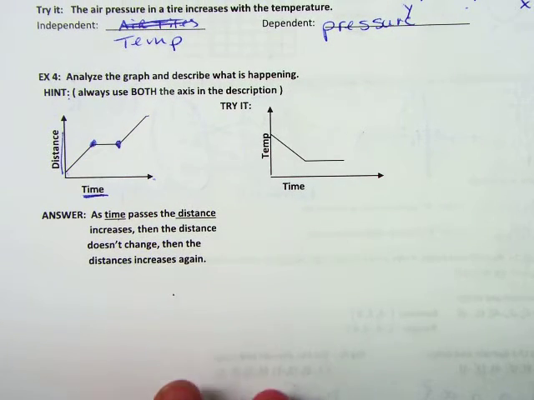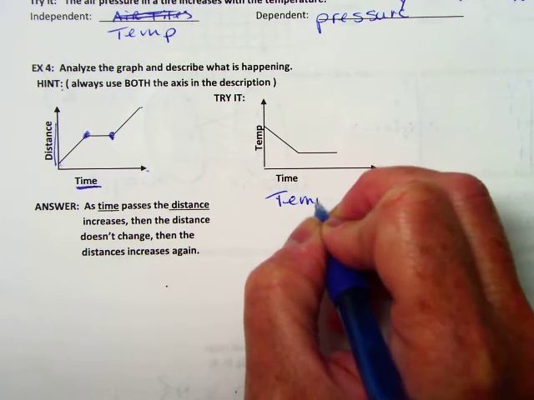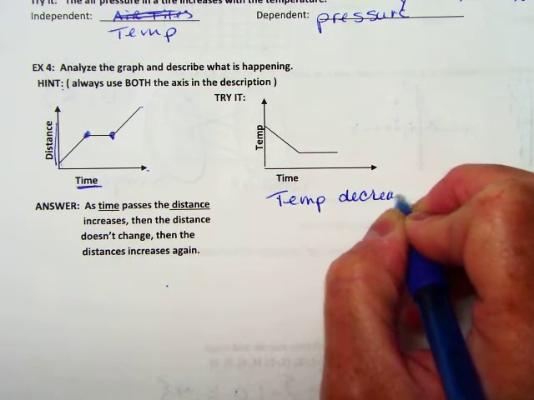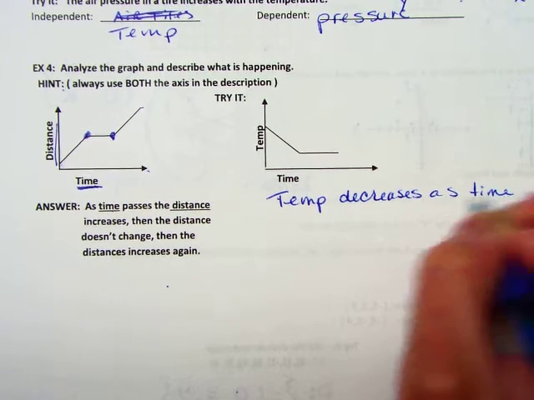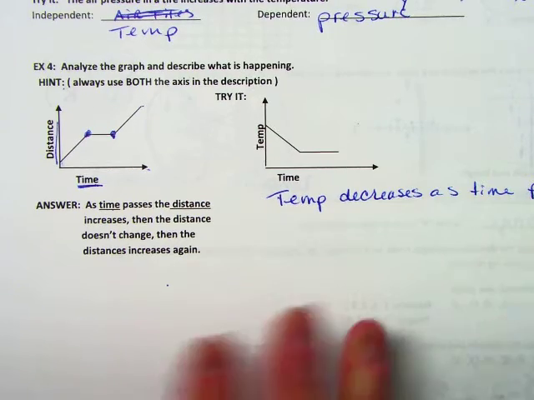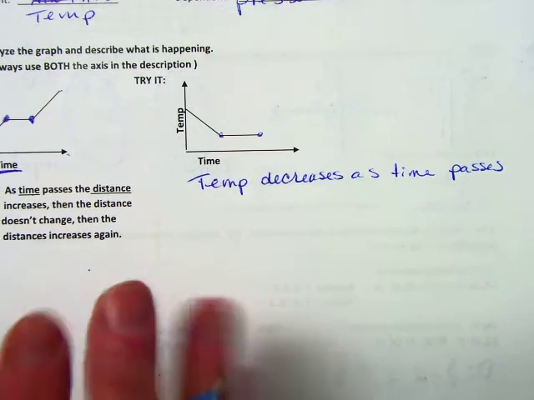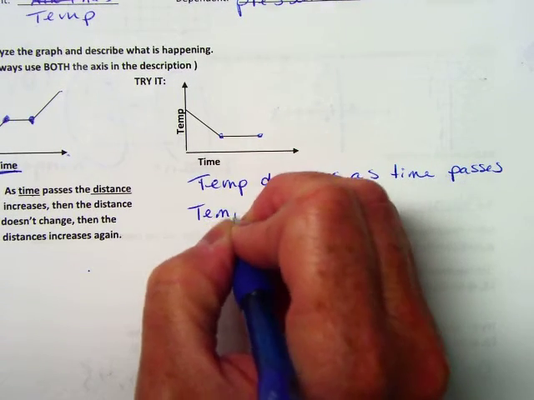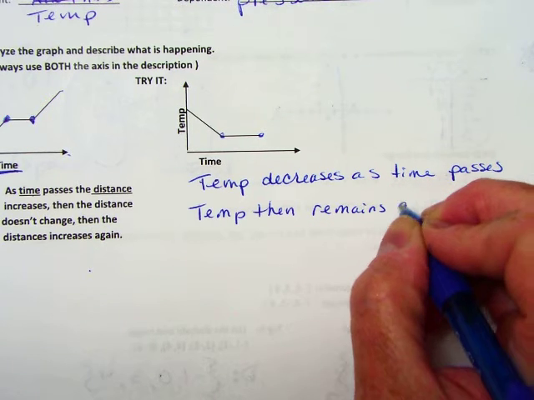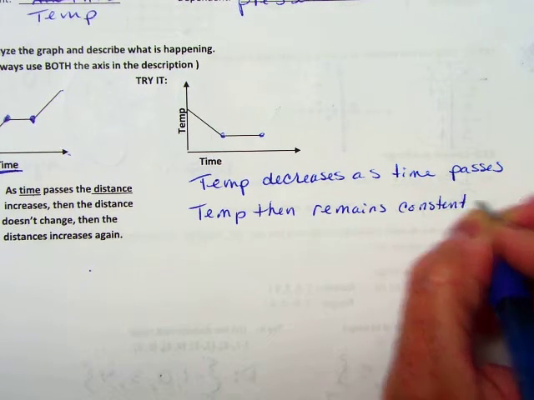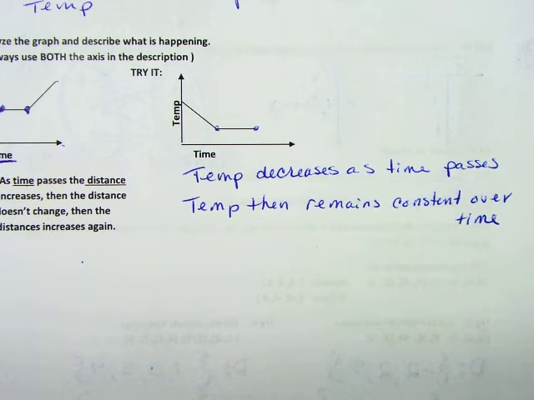So what's happening to that temperature? The temperature is decreasing. The temperature decreases as time passes. Perfect, you used both words. But then what happened from here to here? The temperature stayed the same over a period of time. Yep, so the temperature then remains constant. We'll use big words. All right, so the temperature remains constant over time.